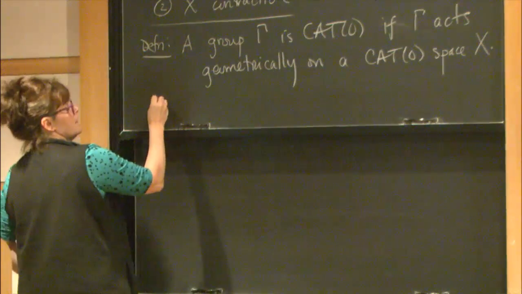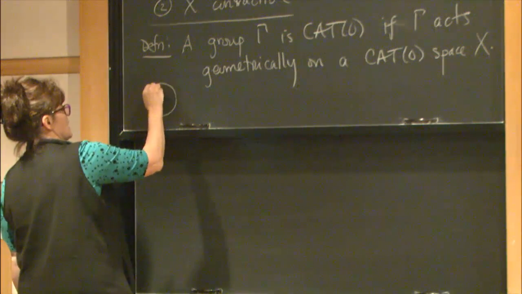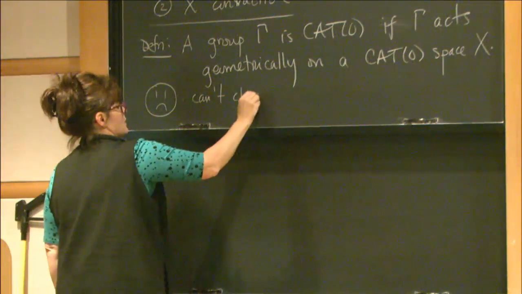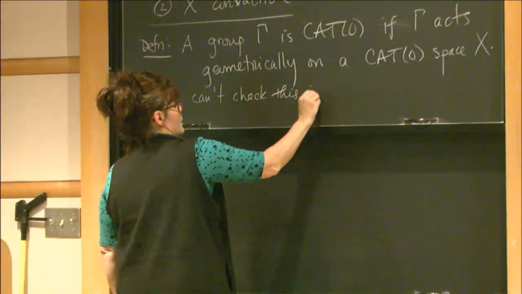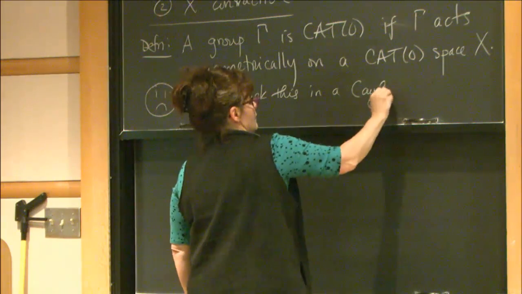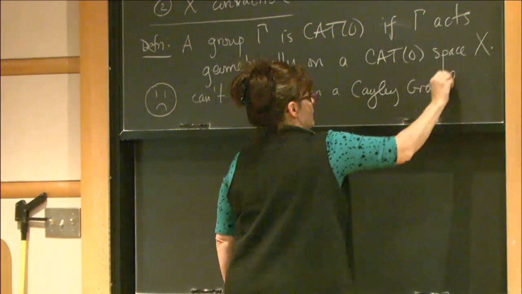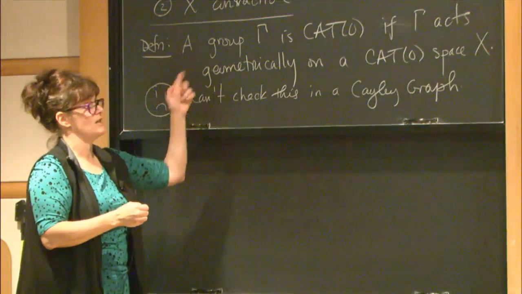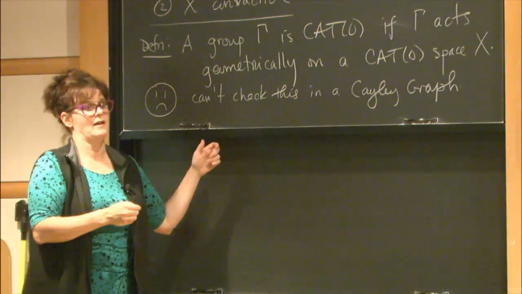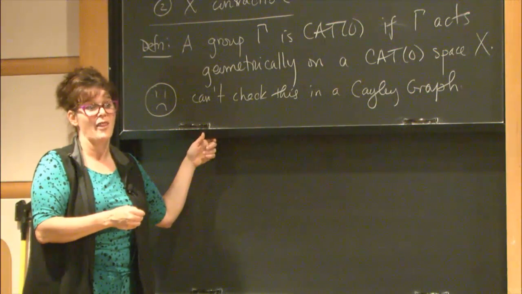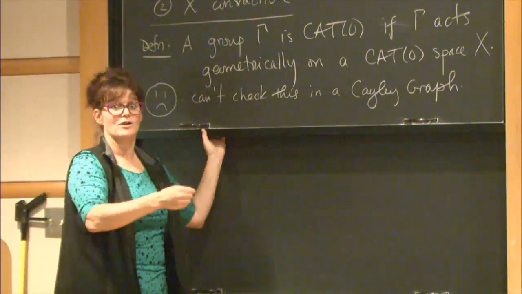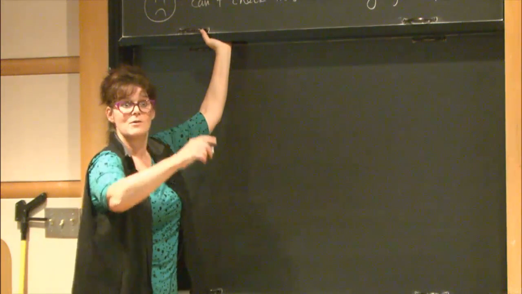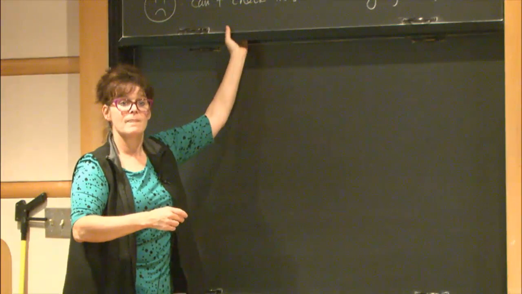Okay, like I said, this is one thing that kind of makes me sad, that I can't check this in a Cayley graph. Kind of makes me sad, but not that sad, as we'll see, because I have spent most of my adult life studying cat zero spaces and cat zero groups. So I'm not that sad. But I'm only sad after watching Olga's lectures about how useful it was to think about delta hyperbolic groups that way. Yes, question? Yeah, so what's the zero in cat zero?